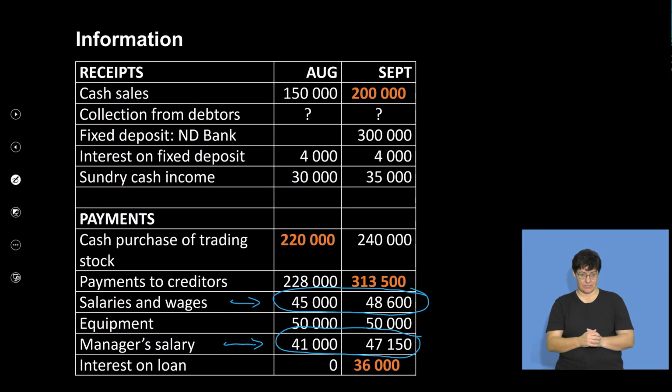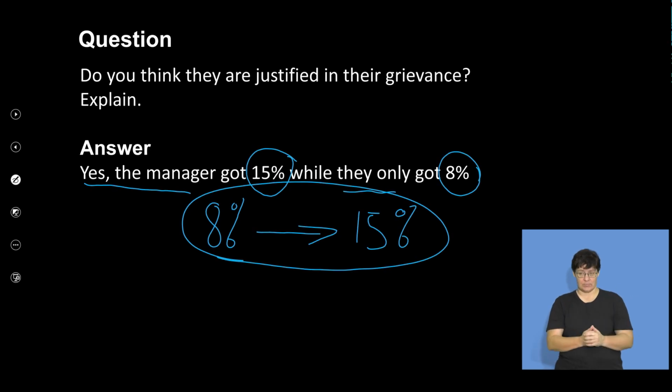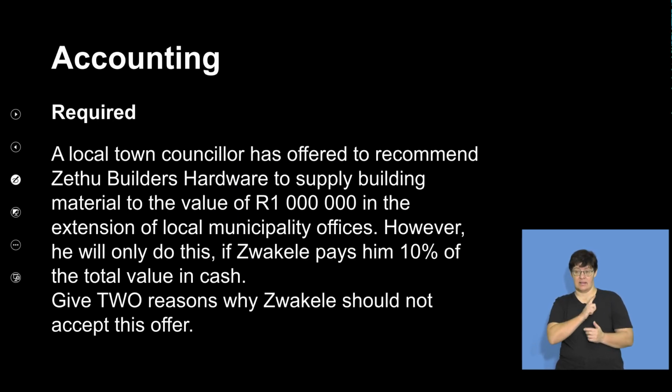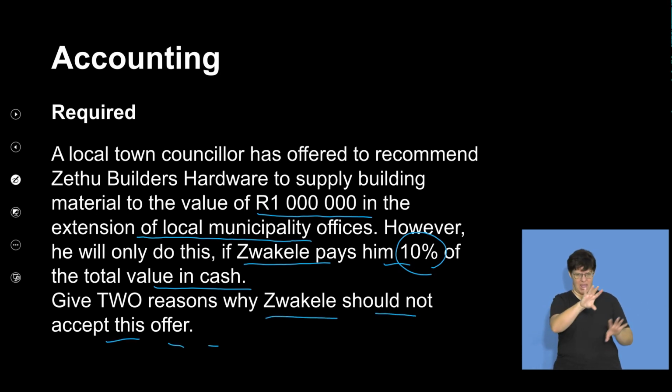Okay. We now move on to the next part of the question, where we are told that a local town councillor has offered to recommend Z2 Builders Hardware to supply building materials to the value of R1,000,000 in the extension of a local municipality. However, he will only do this if Zwakele pays him 10% of the total value in cash. Give 2 reasons why Zwakele should not accept this offer.